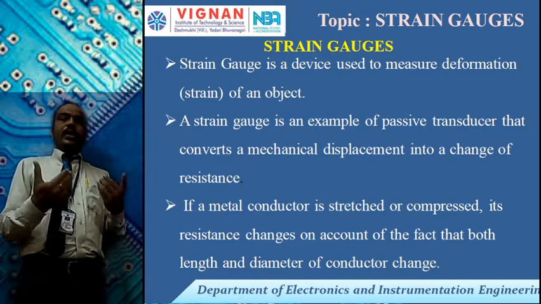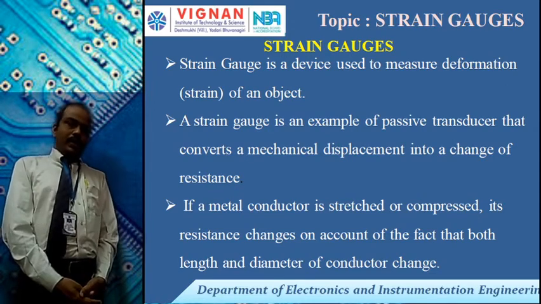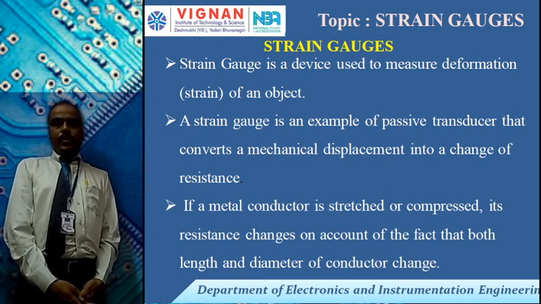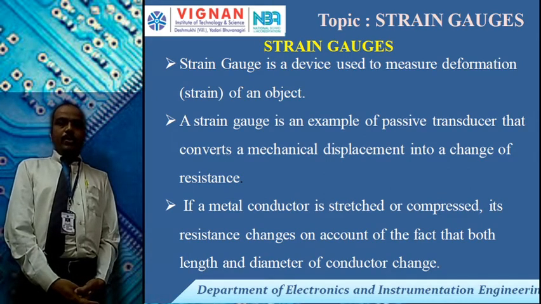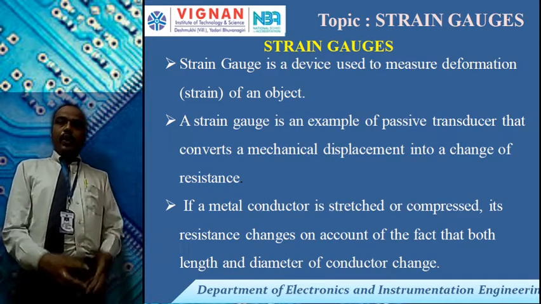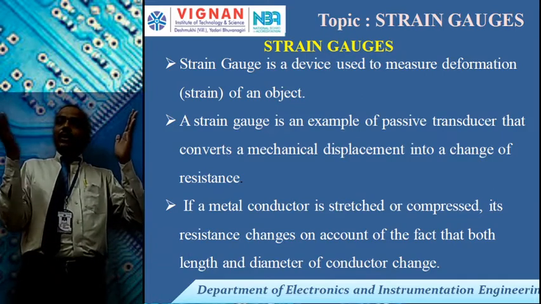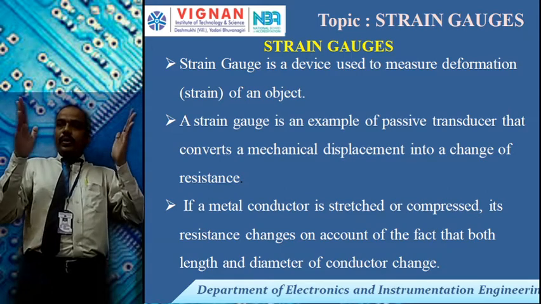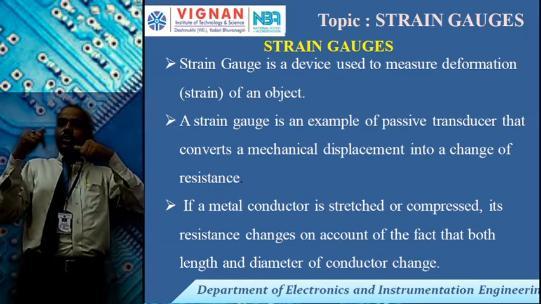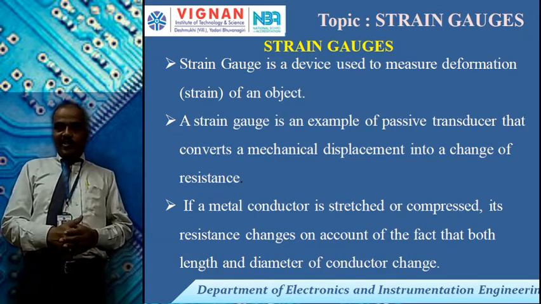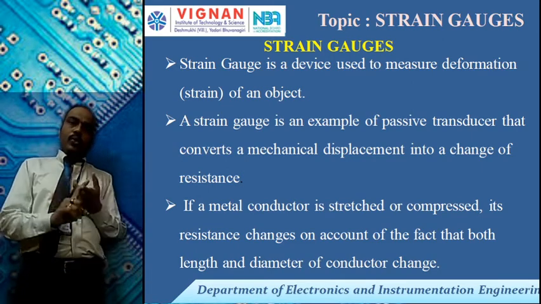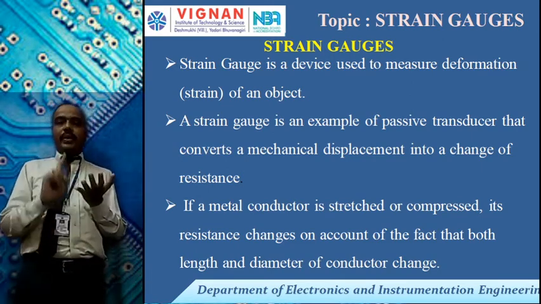So it is an example of a passive transducer that converts the mechanical displacement into a change of resistance. Why am I calling it displacement? When you apply some displacement on an object, that object may create some force. That means the displacement is converted to force, and that force is converted into strain. So that's why these strain gauges are used for measurement of force, displacement, pressures, etc.